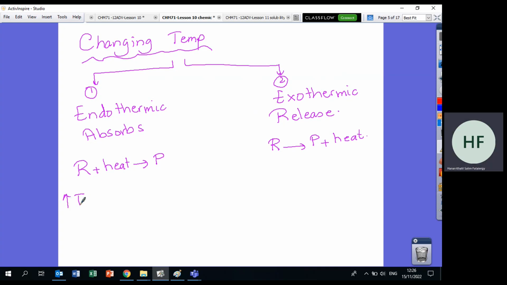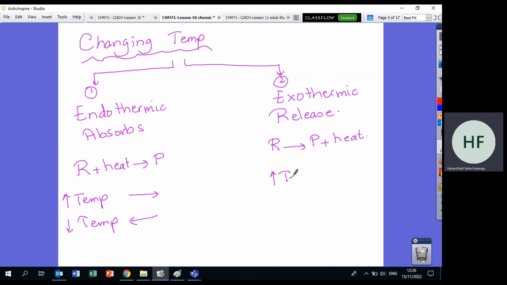Now what happens if I increase the temperature? It means we increased the heat. Our house has extra heat, so the reaction will go forward. What happens if I decrease the temperature? The heat decreased, so this side is less. Where will the reaction go? Backward. Same as before. We have extra, we give to our uncle. Our uncle has extra, they give us.